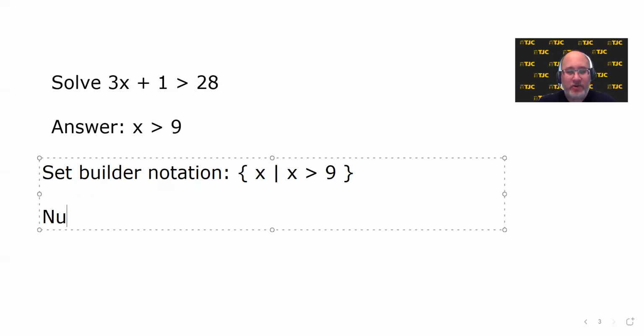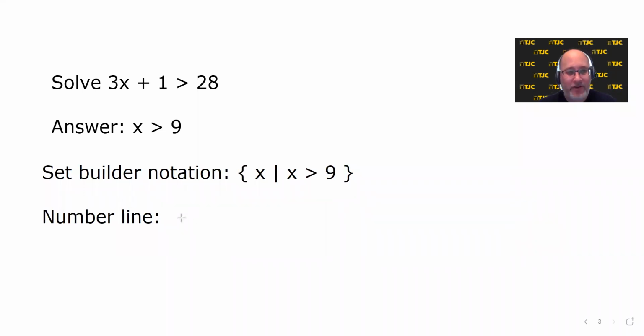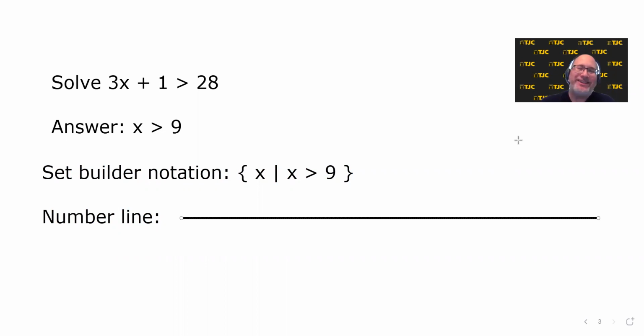However, we also had to come up with a number line. And the reason we can come up with a number line is because when you solve an inequality, you don't get a single value for x. You get an infinite number of values. When you say something like x equals 9, you have one answer only. But when you say something like x is greater than 9, you have an infinite number of solutions. Any number greater than 9 makes this true. 10, 11, 9.1, 5 trillion, or any other number as long as it's greater than 9.